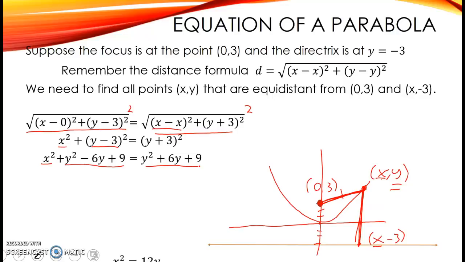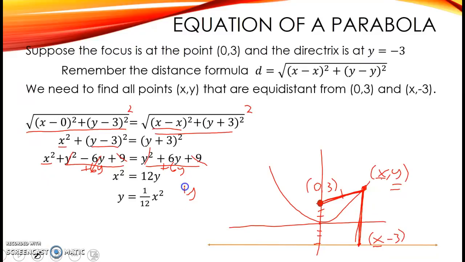Well, then there's some things that I could simplify. So for example, my y squareds can cancel out, my 9s can cancel out, and I can add 6y to both sides. So if I added 6y here, they would cancel, and if I added 6y here, I would end up with x squared on the left and 12y on the right. Well, then I want to solve that for y. So I'm going to divide both sides by 12 or multiply by the reciprocal of 12, which is 1/12. And so y equals x squared over 12, which is the same thing as 1/12 x squared.